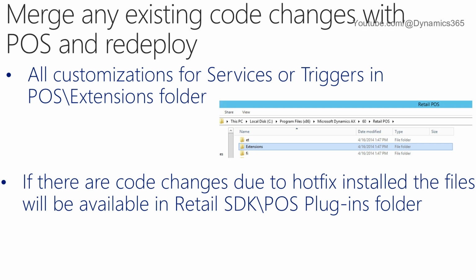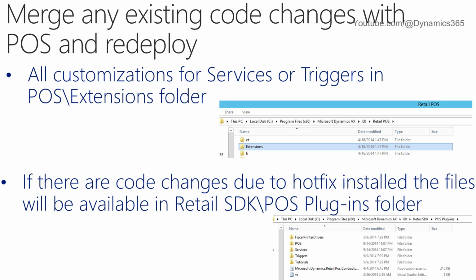After you install the hotfix, if there are any code changes in services or triggers, the corresponding files will be available in the updated Retail Software Development Kit SDK folder. By default, the files will be located in the Retail SDK folder under the POS plugins. If you have customized retail POS, you must re-merge your code changes to services and triggers and compile and then redeploy the customized assemblies.